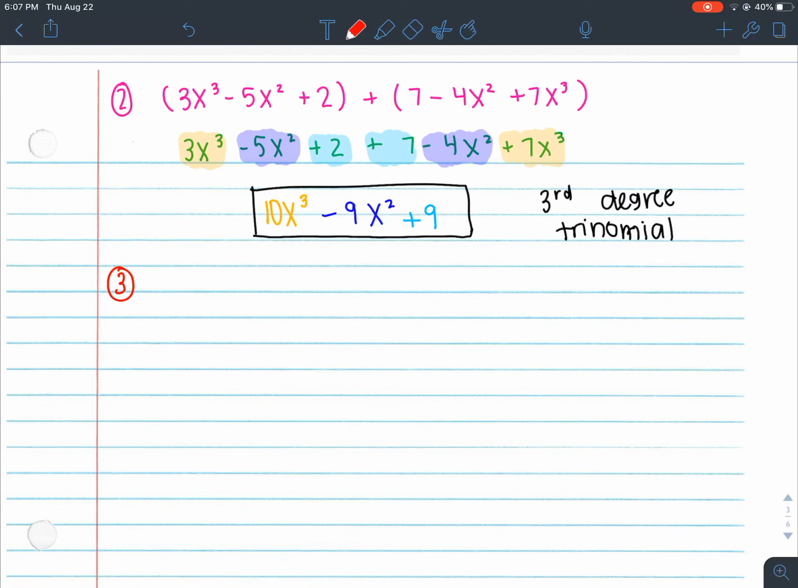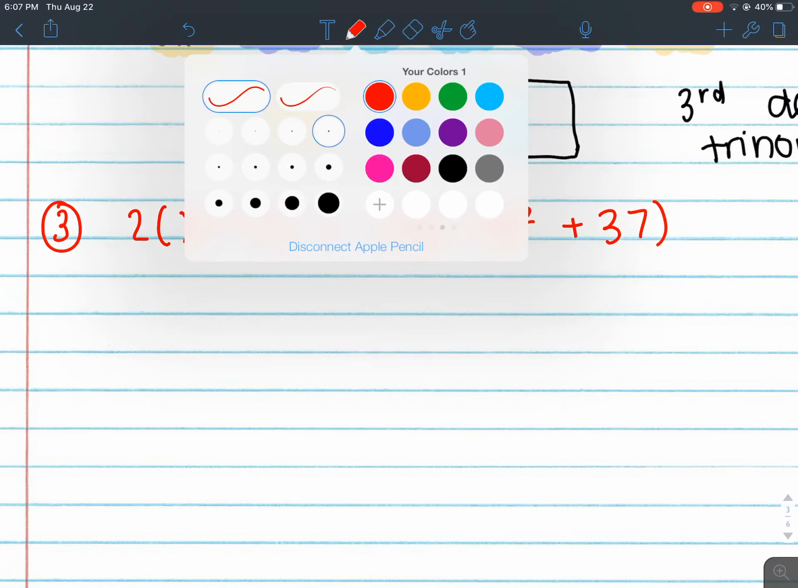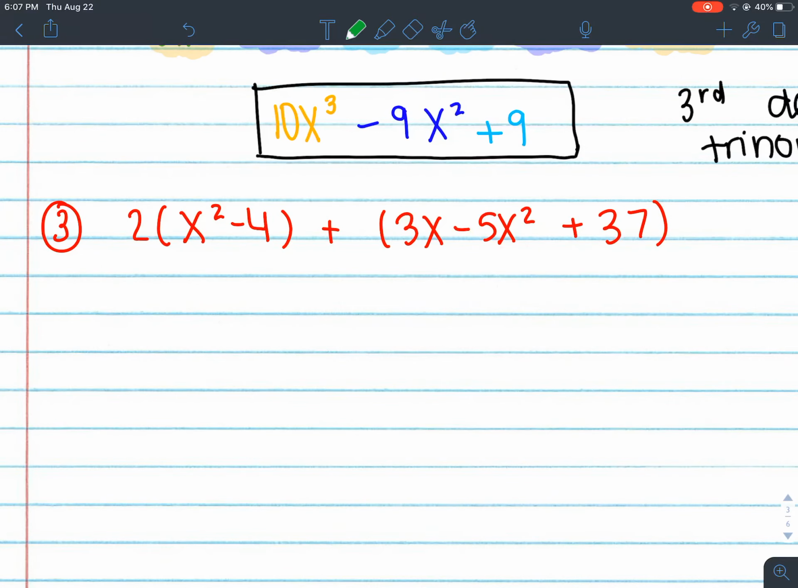All right, moving on to number 3. We have 2 times x squared minus 4 plus 3x minus 5x squared plus 37. Now let me ask you this. Can I just drop the parentheses here like I have been doing? Nope. I actually have to distribute here. So there is a 2 on the outside, and that does change my answer.